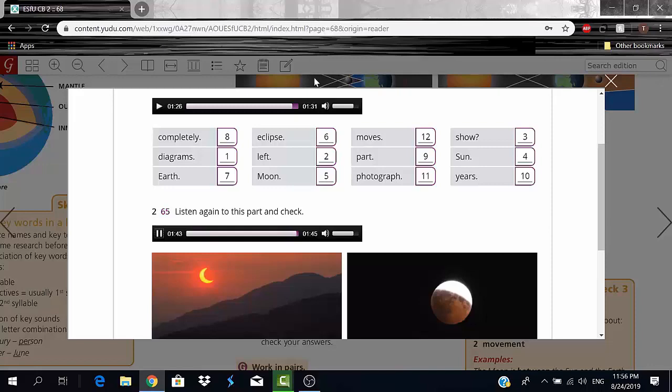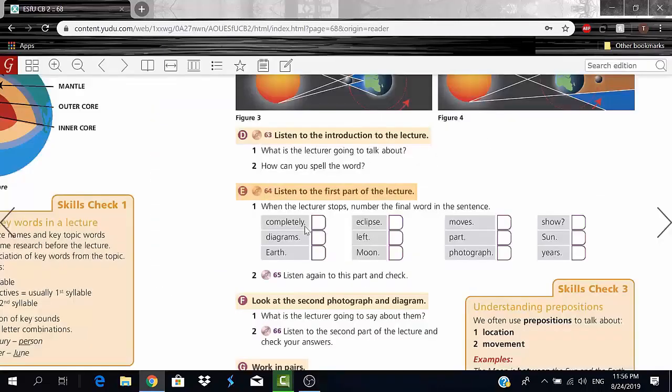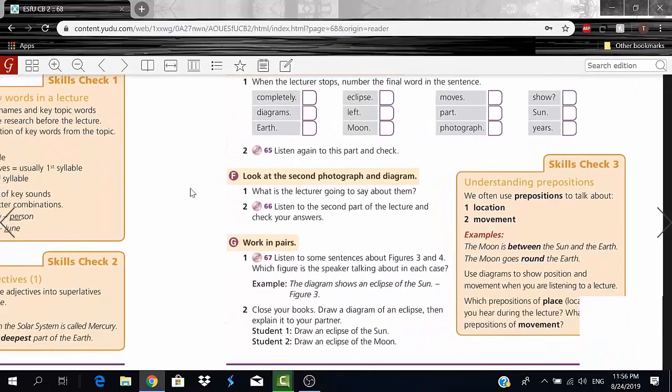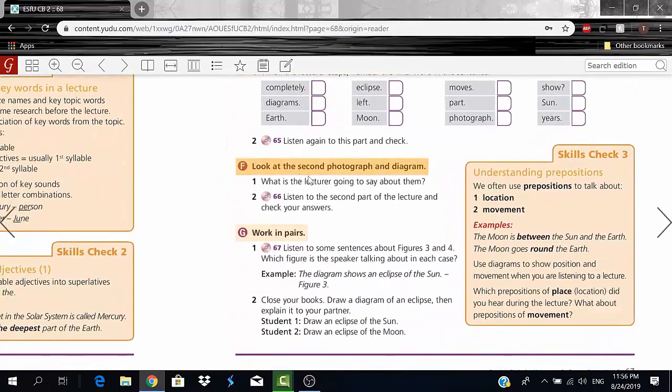Alright, now let's move on. So here we have exercise F. Look at the second photograph and diagram. What is the lecturer going to say about them? And listen to the second part of the lecture and check your answers.